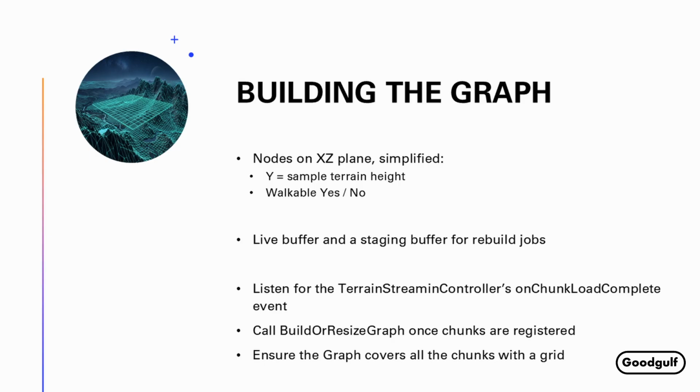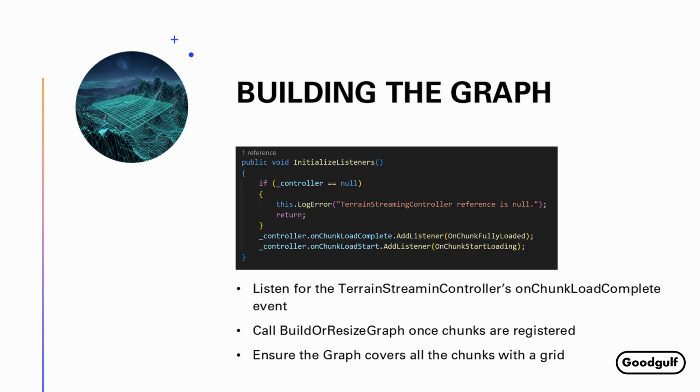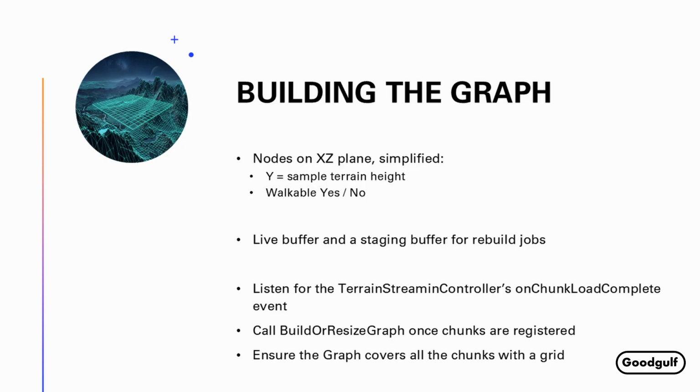The terrain graph integration component sits on the same game object as the terrain streaming controller. It listens for the on-chunk-load-complete event and only registers a chunk once its height map has been fully written by the terrain generator. This is a crucial timing detail. Registering a chunk too early means reading blank zeroed height map data and every node ends up as unwalkable.